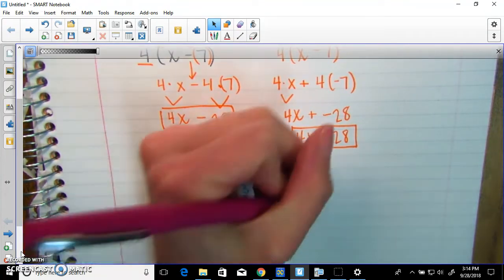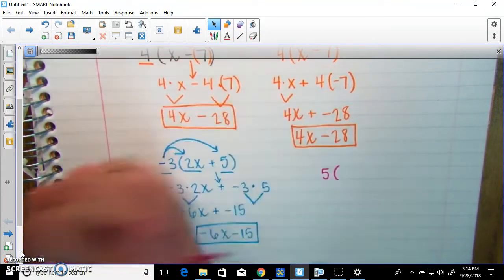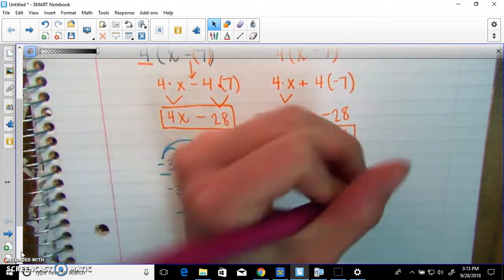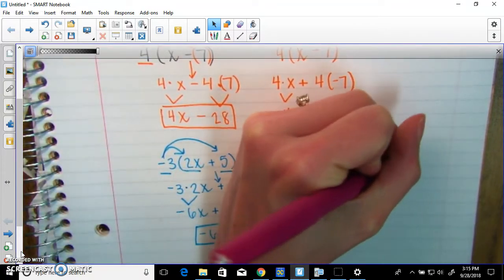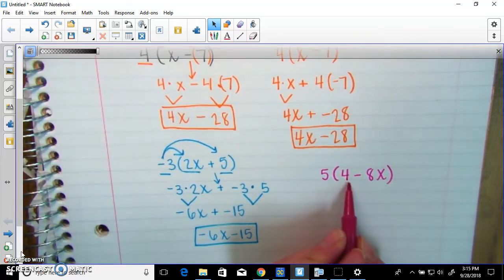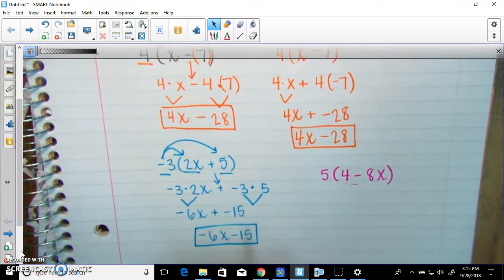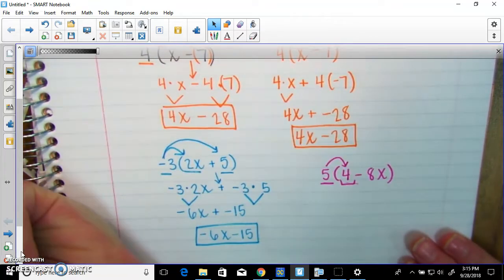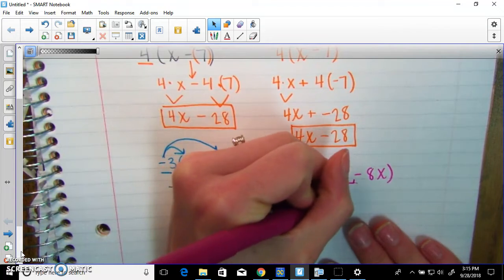Let's do another example. So this time let's have 5 times 4 minus 8x. So the variable doesn't always have to come first in the quantity. It usually will, but it doesn't always have to. So take that 5, multiply it by the first term, 4. So we have 5 times 4.